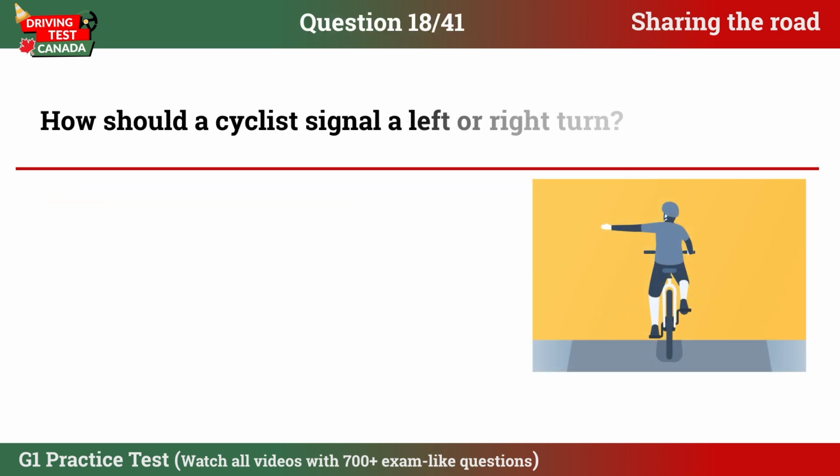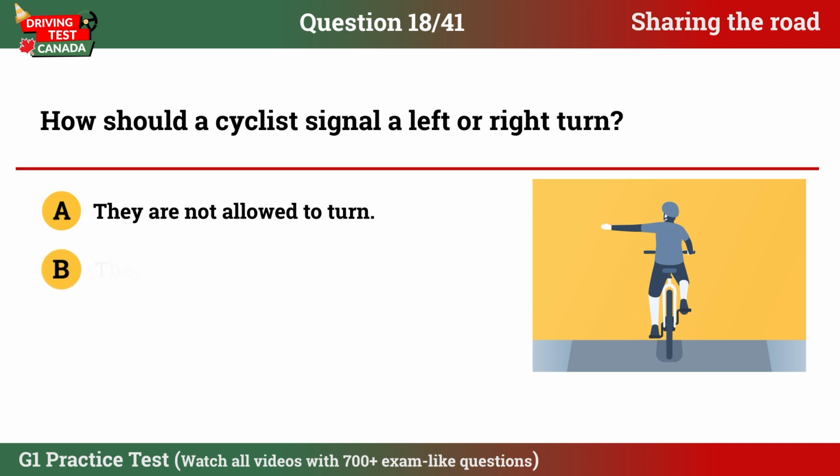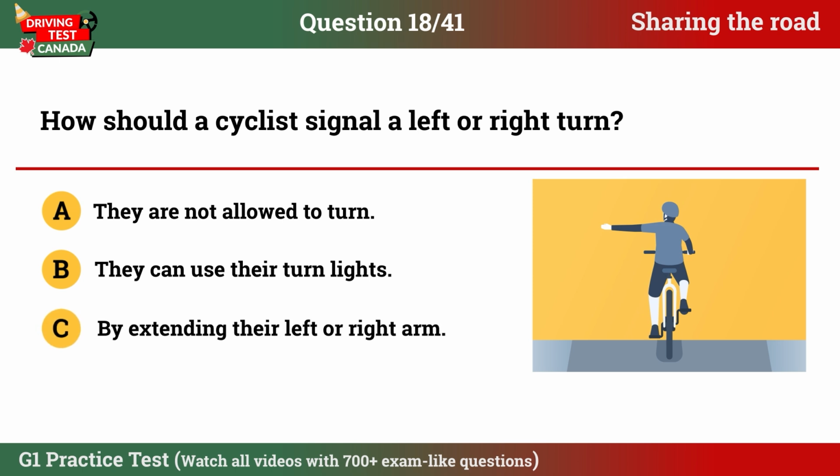Question 18. How should a cyclist signal a left or right turn? A. They are not allowed to turn. B. They can use their turn lights. C. By extending their left or right arm. D. Crossing for the disabled.